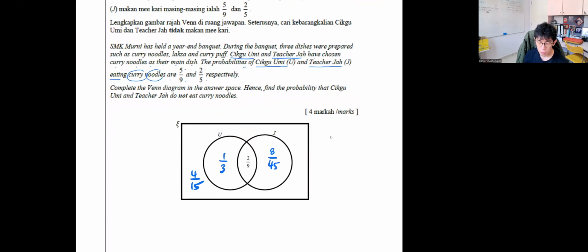Then they say, hence find the probability that Cikgu Yumi and Cikgu Ja do not eat curry noodle. This one, you can just instantly put 4/15 there. Each of the figures you will get 1 mark. Okay, so this is section A1.